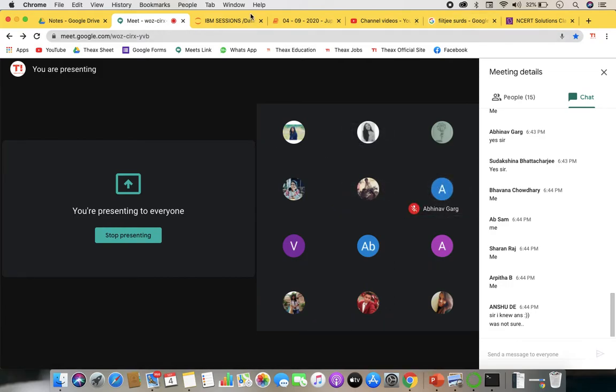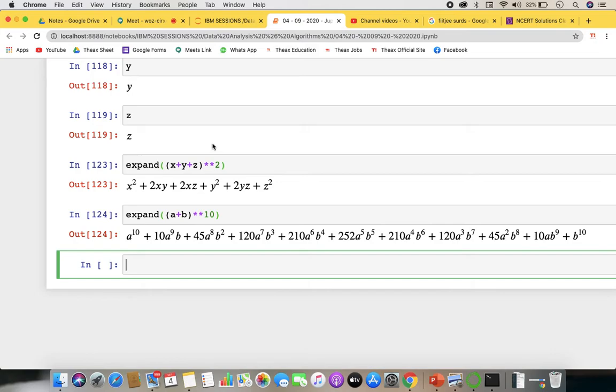Okay. See, guys, it's very easy, right? For expanding any equation, when you have any equation you want to expand, like anything, what is the cube of a plus b plus c?